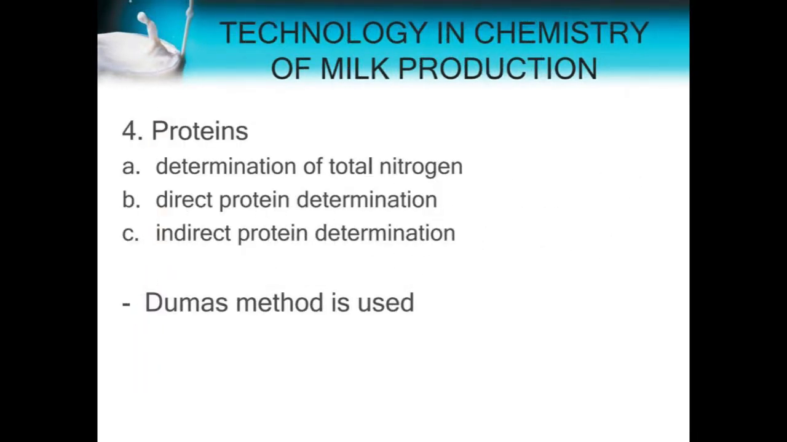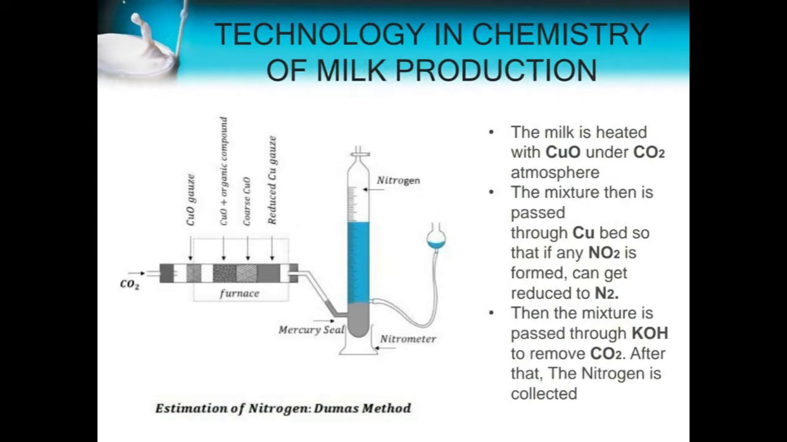For proteins, there are three different analytical approaches for the determination of protein quality. The first one is determination of total nitrogen, then direct protein determination, and indirect protein determination. The Dumas method is the current international standard and it uses chemical digestion. The advantage of the method is that it has high reliability and accuracy. As shown on the slide is the Dumas method.